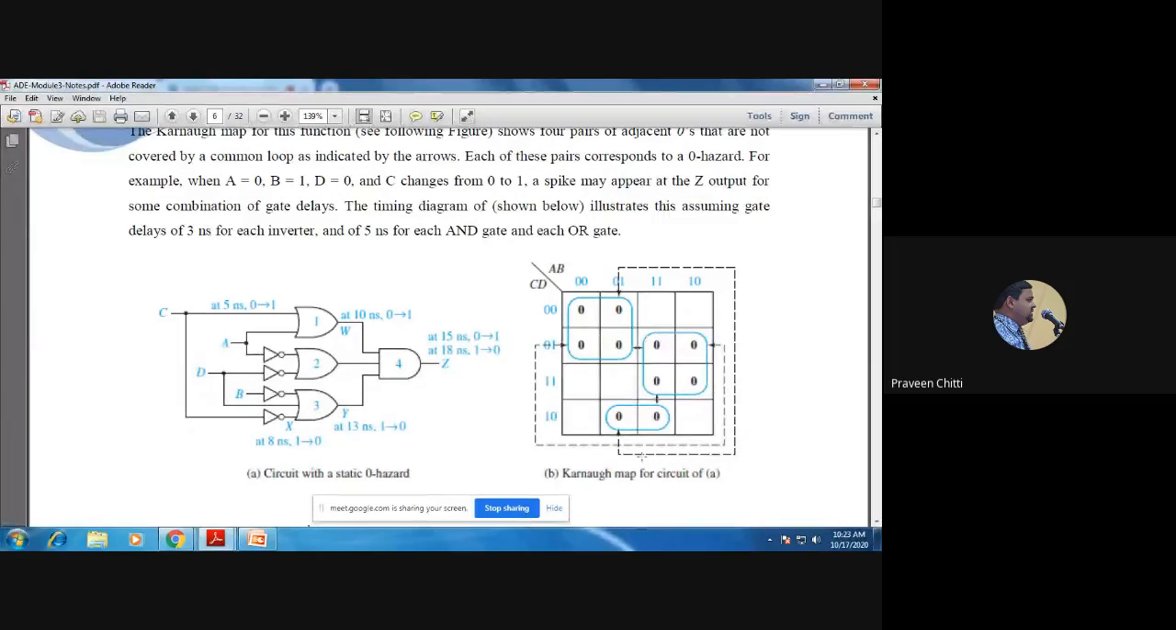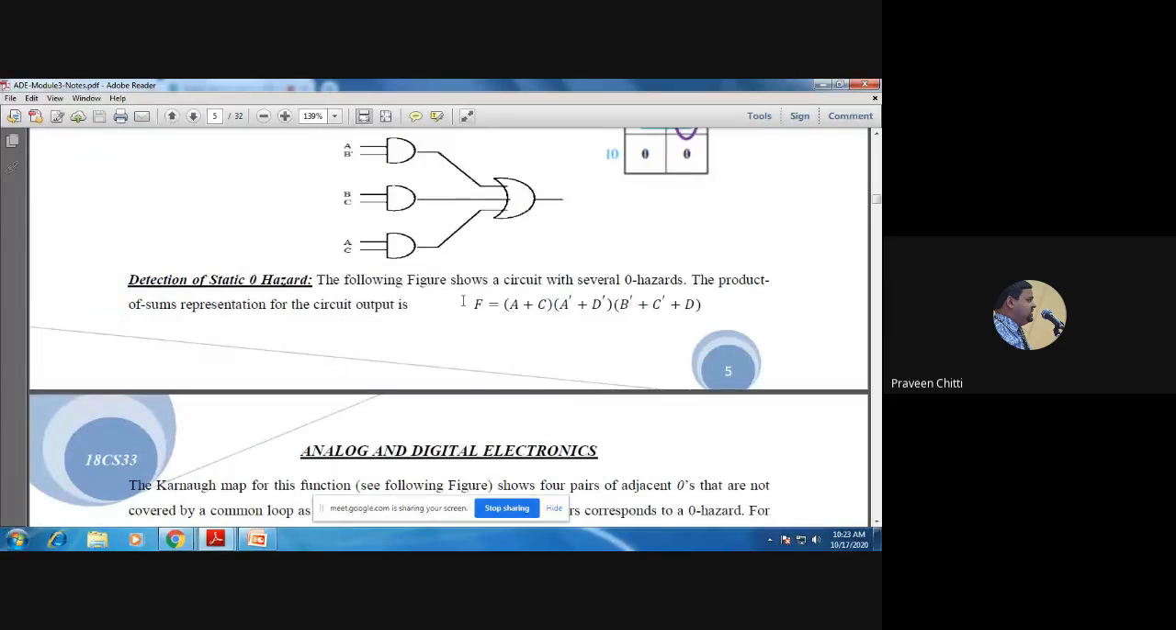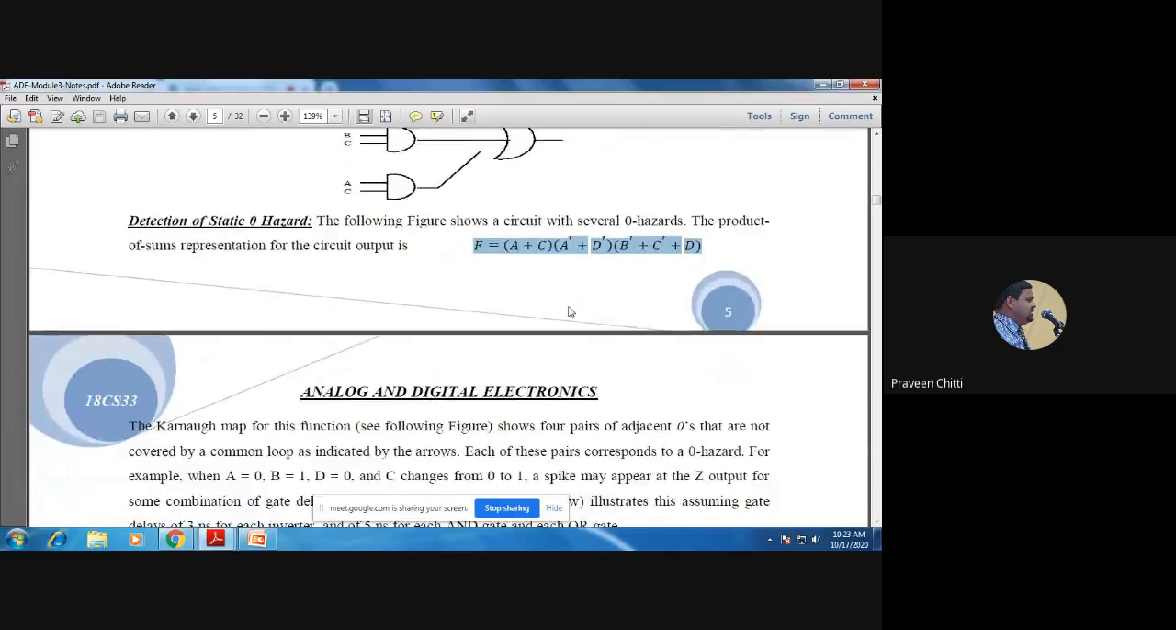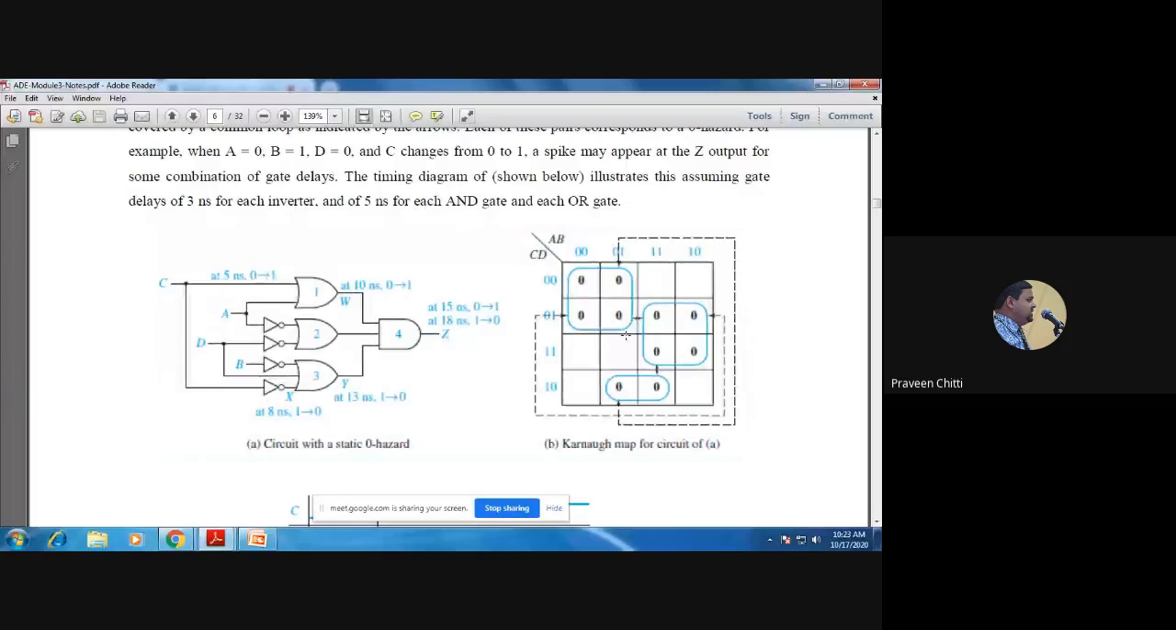So how do you say that there exists a static 0 hazard now? Yes, Omkar, can you explain? I have drawn this for you. This is the expression given to you. As you said, we have to use the POS K-map. I have shown the POS K-map here, and this is the circuit we have got. We have to show that this circuit has a static 0 hazard.